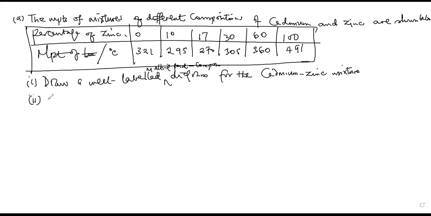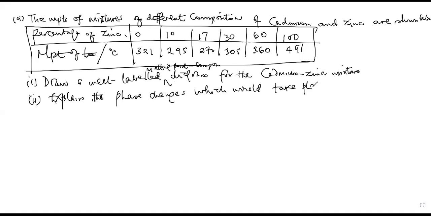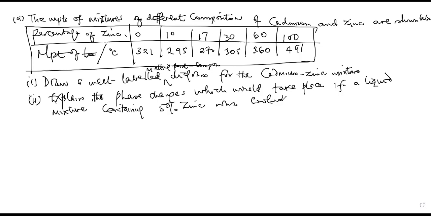2. Explain the phase changes which would take place if a liquid mixture containing 5% zinc was cooled to 250 degrees Celsius.